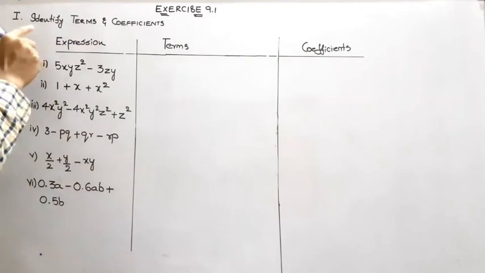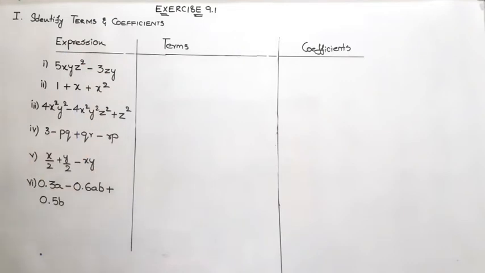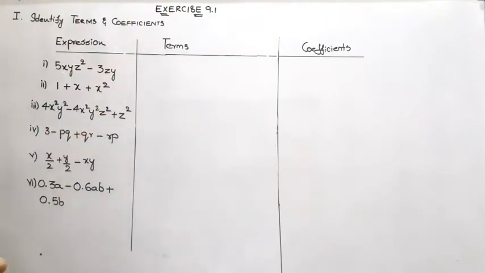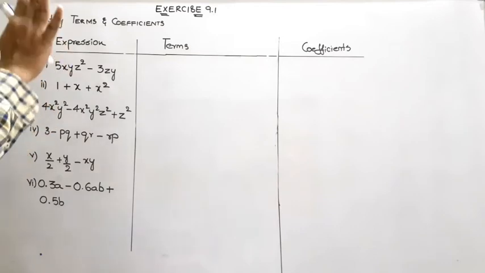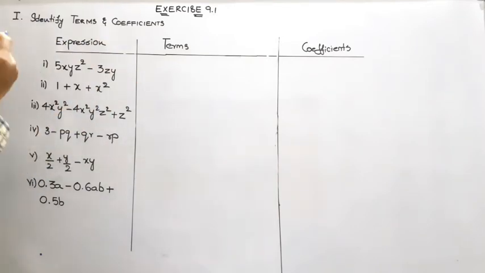So the first question goes like this: identify the terms and coefficients for each of the following expressions. Please copy the complete question, just the complete question, and in the solution itself you directly write the expressions. No need of copying them again in question and solution. So you will write the statement there. That means identify the terms, their coefficients for each of the following expressions. You will write it as a question and you will start the solution like this.